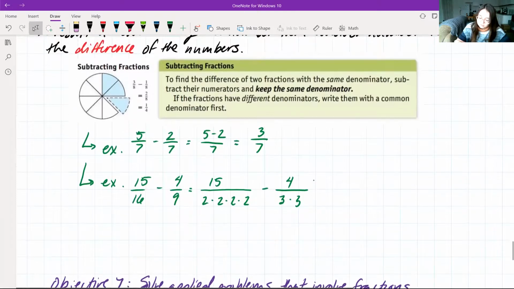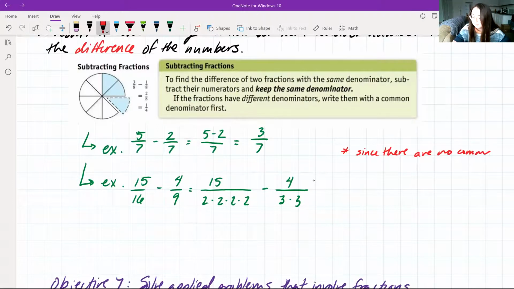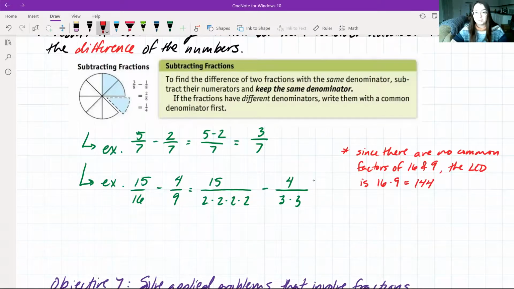So let's make this a note here. We say, since there are no common factors of 16 and 9, the least common denominator is 16 times 9, which you can take a moment to calculate if you'd like, is going to be 144.